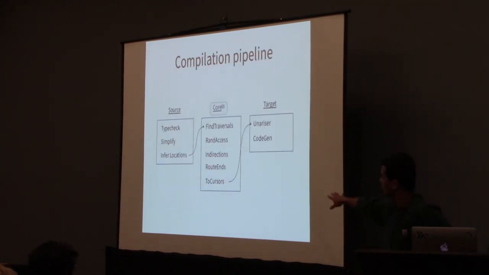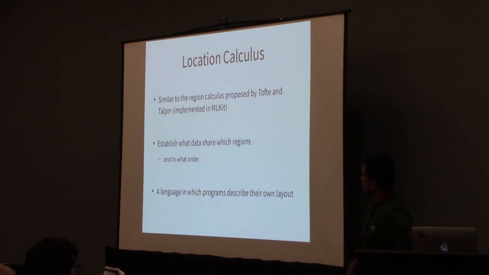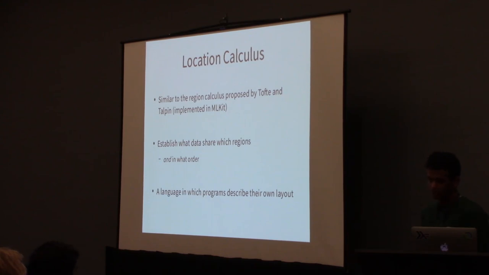So I'm going to spend a few minutes on this location calculus. We designed this to make the transition between the source and target programs easier, and we have formalized it, so we can prove some properties about it. This is based on the region calculus, which was first implemented in MLKit. In a region calculus, all values are annotated to live in specific regions, and this is done at compile time. We do something similar, but in addition, we want to know in what order data lives in a specific region. So for our tree data type, we want to know that the left subtree would be serialized before the right subtree and so on.